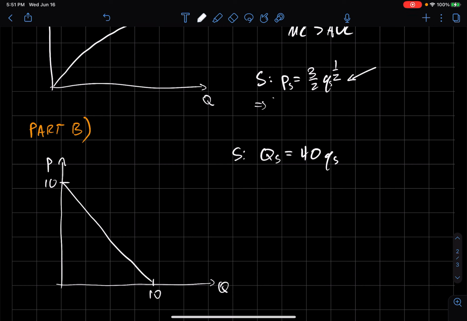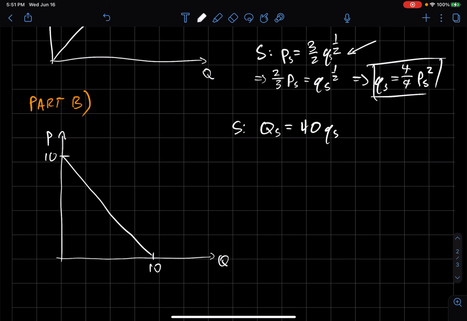So we have 2/3 PS, which is equal to QS to the 1/2. So then we just square both sides, which gives us QS is equal to 4/9 PS squared.